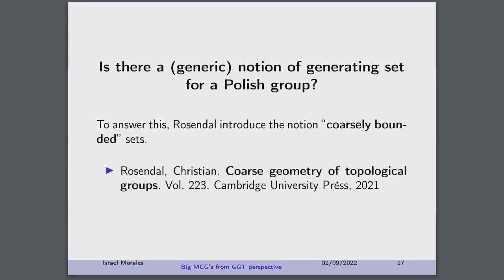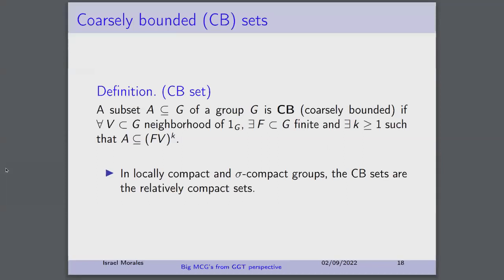So Rosendal recently introduced the notion of a coarsely bounded set to overcome this difficulty. We say that a subset A of a group G is CB, or coarsely bounded, if for any neighborhood of the identity V, there exists a finite set F and there exists a power K such that A is contained in the K-fold product of F V. As an example, in locally compact and sigma compact groups, CB sets are precisely the relatively compact sets.